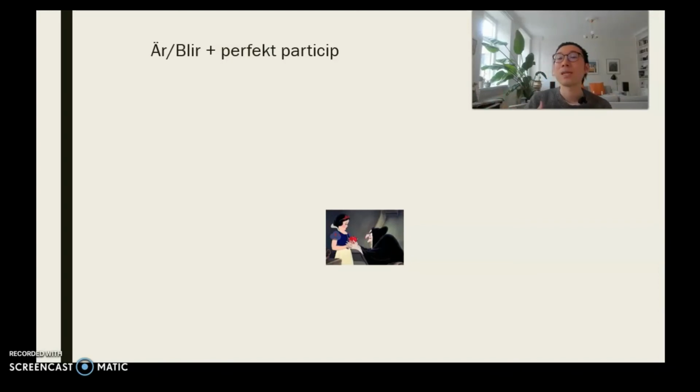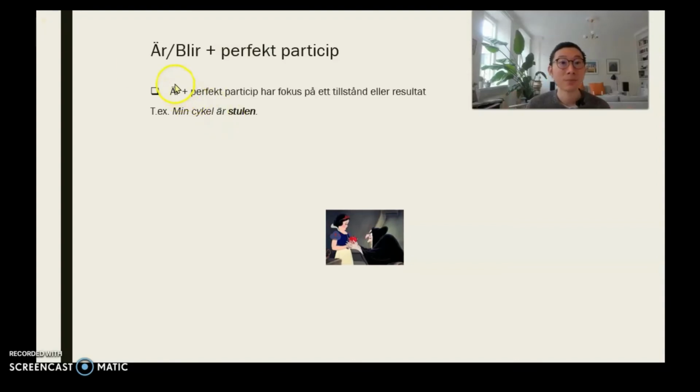Another example would be jag blir glad när jag ser er. I become happy when I see you. In English, you would say I am happy to see you, or it's joyful to see you, for example. But in Swedish, we are quite detailed in this transition process. We would say jag blir glad när jag ser er. And you would use perfect particip in the same sense. Så till exempel, är plus perfect particip har fokus på ett tillstånd eller resultat. So after är, using perfect particip or adjectives, you have a focus on the condition or on the result. Till exempel, min cykel är stulen. My bike is stolen. Stolen, yeah.